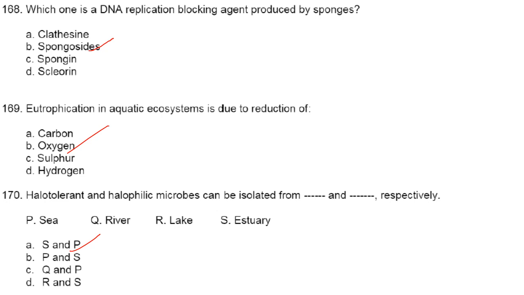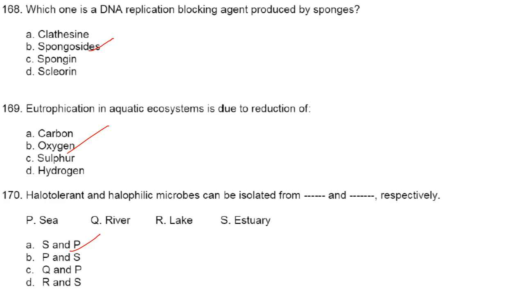Spongiosides. Eutrophication in aquatic ecosystem is due to reduction of oxygen. Eutrophication is the process by which an entire body of water or parts of it become progressively enriched with minerals and nutrients, particularly nitrogen and phosphorus. Eutrophication leads to increase in the amount of plant and algal growth in the water, and this will result in lesser availability of or reduction of oxygen levels.